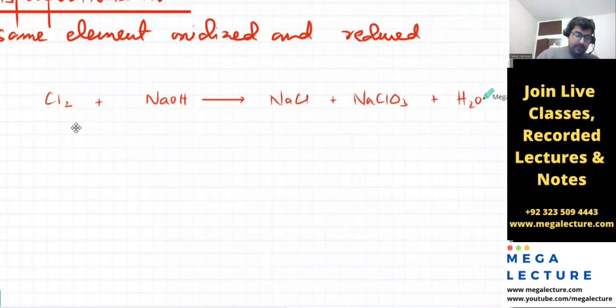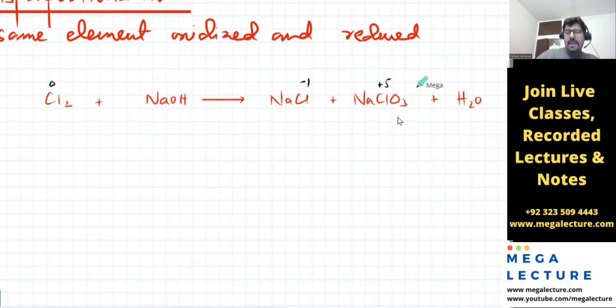So quickly, we're going to do the same thing. Cl over here is 0, so it's got an oxidation state of 0. Cl over here is -1. And Cl over here is +5. You can try and calculate this: this is +1, this is X, this is -2 times 3. Nothing else is changing oxidation state. O is -2, O is -2, Na is +1, H is +1, H is +1. Everything else remains the same. It's only Cl that gets oxidized, and it also gets reduced at the same time.